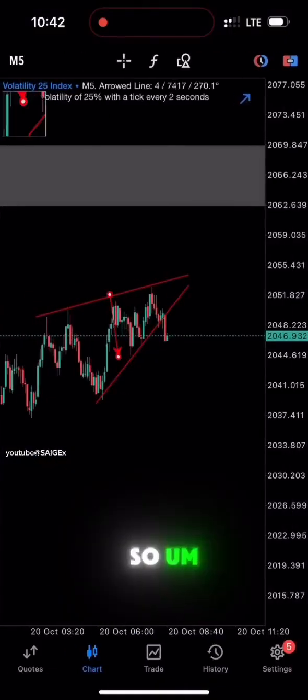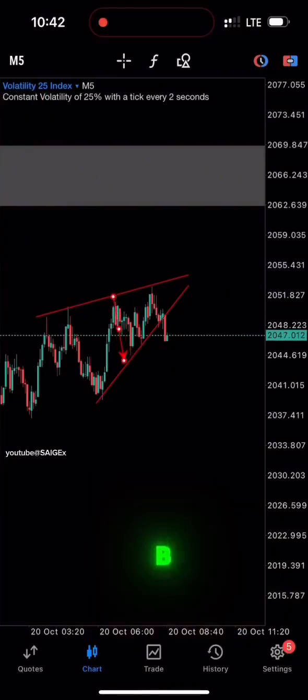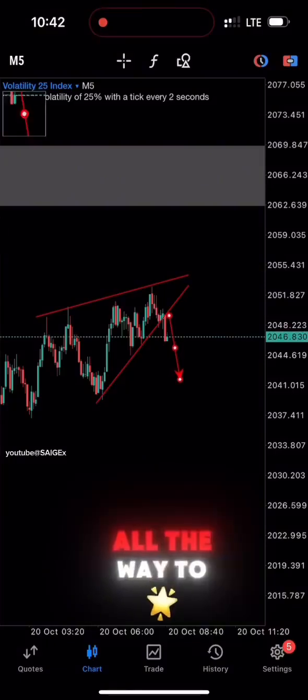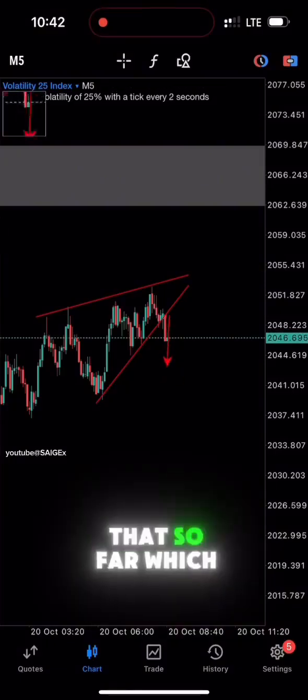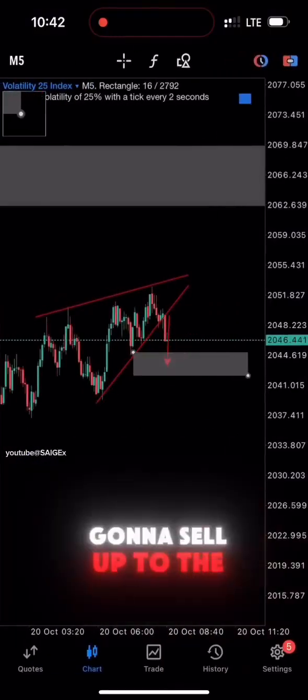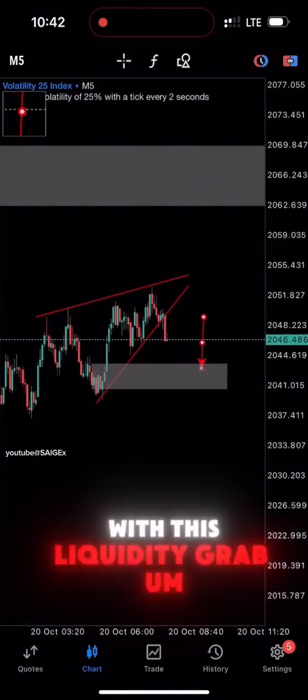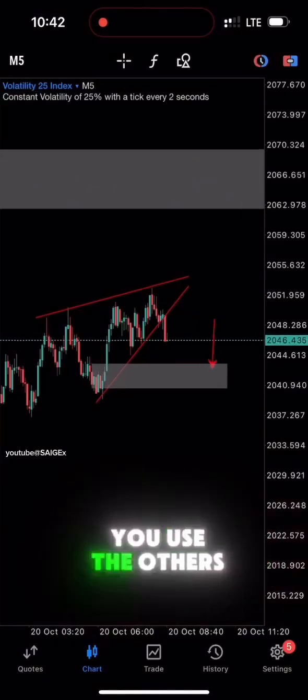So here I know that it's going to sell up to the first TP, so we can sell, go all the way to the first TP. That's so far what I know about this trade. So if you're using other brokers which will hit you with this liquidity grab, you use the others which don't.